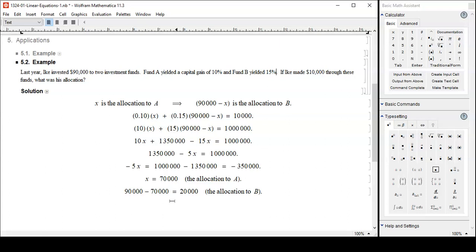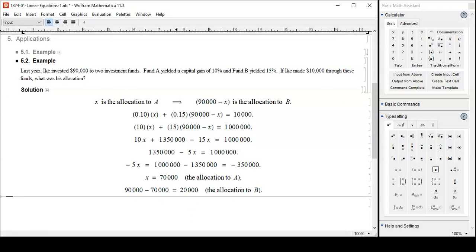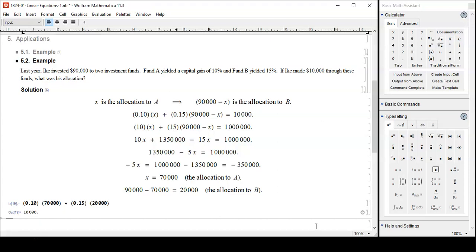And that's the solution. If you want to check, you can do it like this. 10%, no, let me use Mathematica. 10% of 70,000 plus 15% of 20,000. So 10% of 70,000, 15% of 20,000, and then calculate it. What's the sum? 10,000. Yes, it checks out.